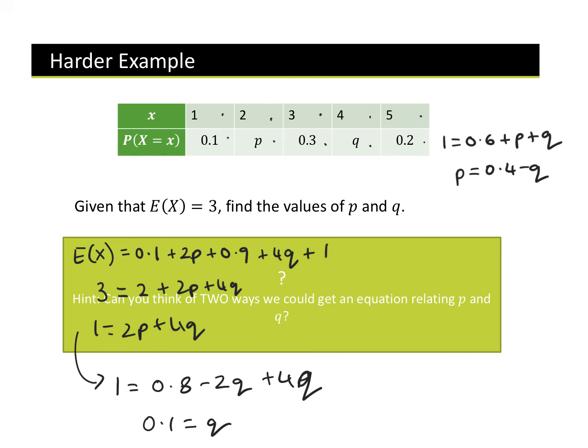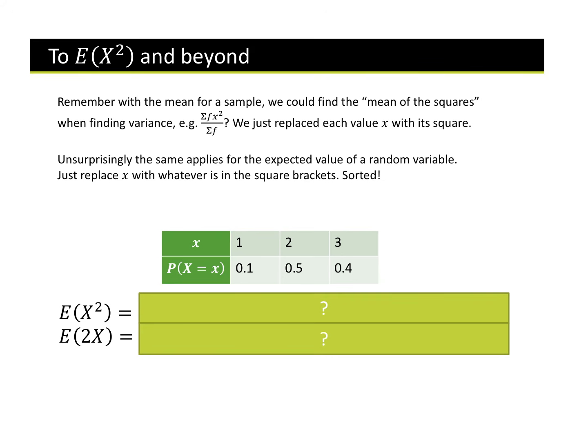If 0.1 equals q, that means p equals 0.3. Okay, let's just double check we're right. 1, 2, 6. Yep, okay, perfect. So we're just going to have a look at something a bit different.